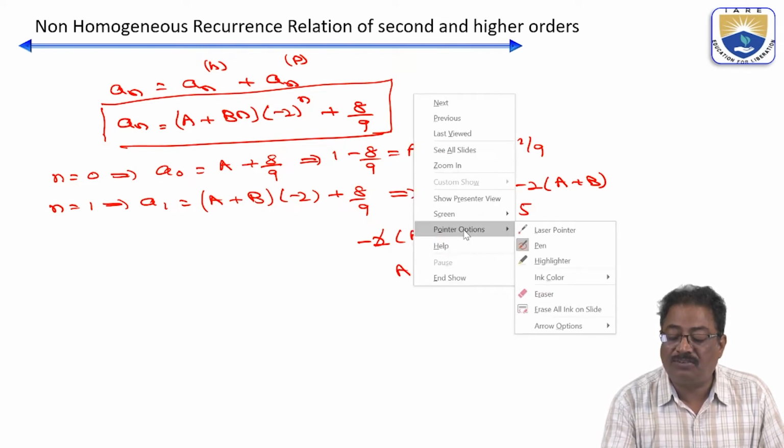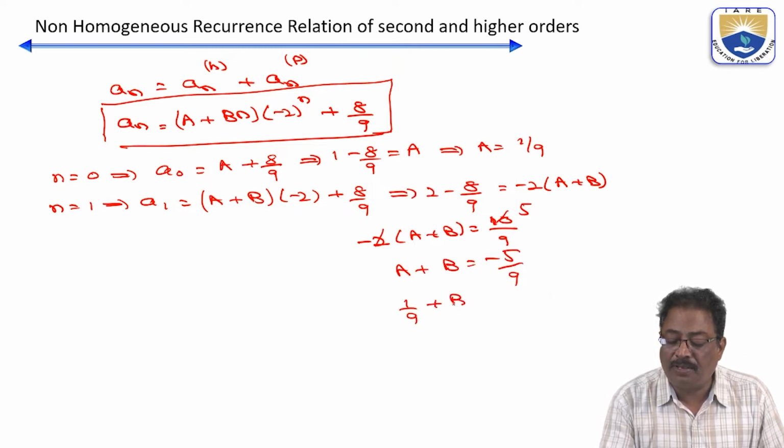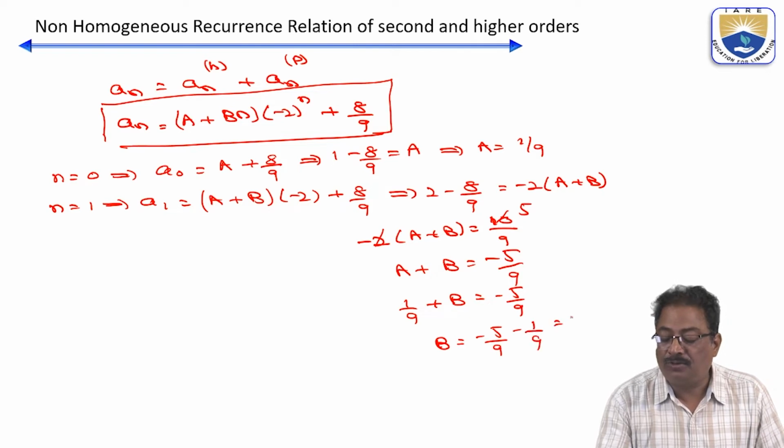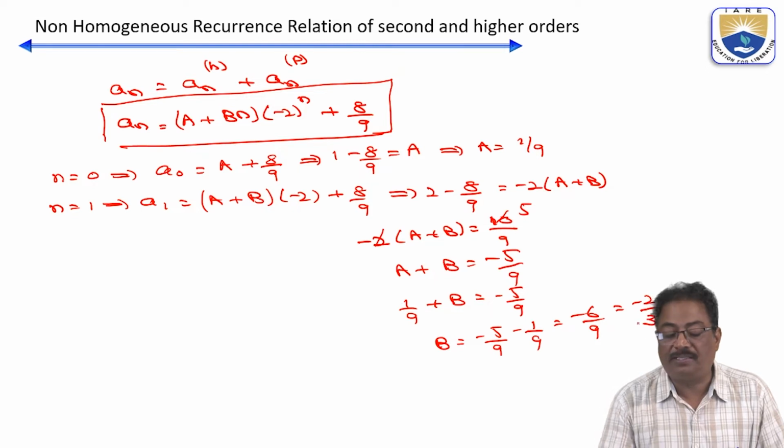And of course A is equal to 1 by 9. Just 1 by 9 plus B is equal to minus 5 by 9. So B equals minus 5 by 9 minus 1 by 9. So it is minus 6 by 9. So it is minus 2 by 3.